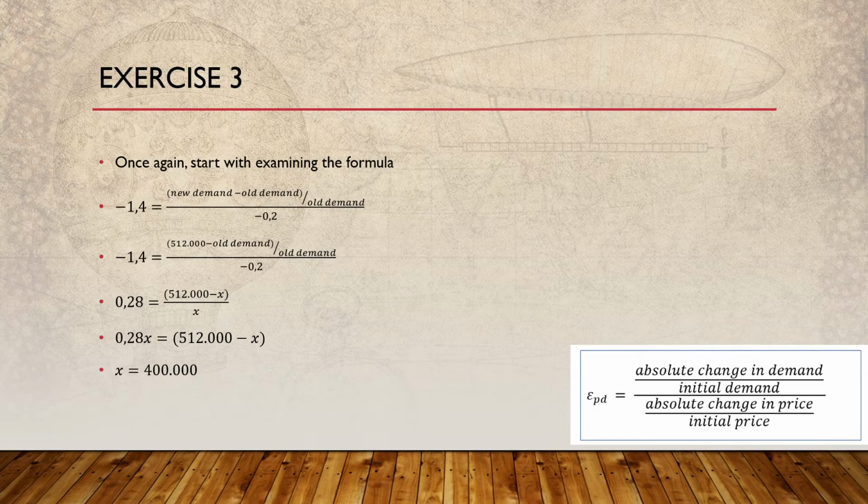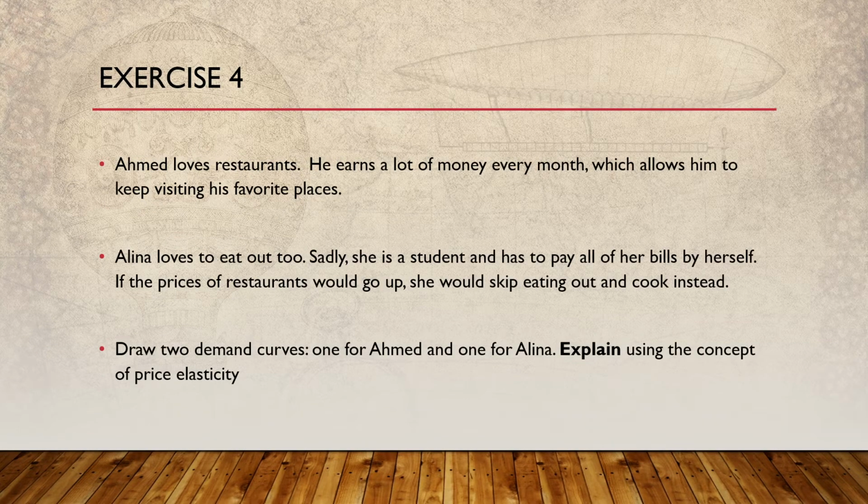Okay. This brings us to the last exercise, exercise 4. So Ahmed, he loves restaurants. He earns a lot of money every month, and this allows him to keep visiting his favorite places to eat at. Okay. So Alina is also a foodie, as we call it. She loves to eat out too.